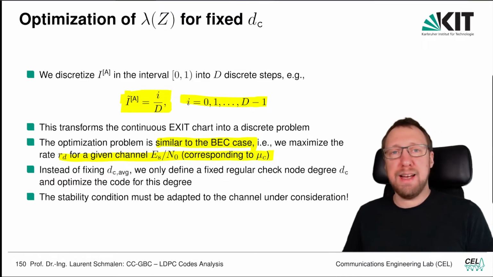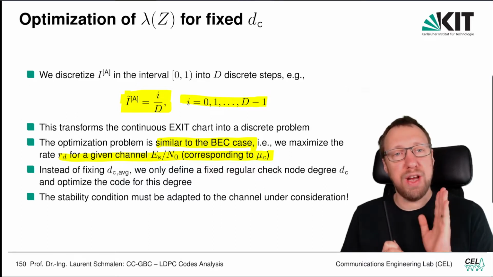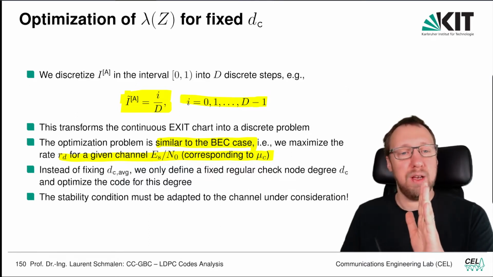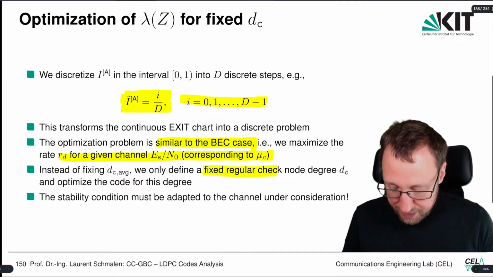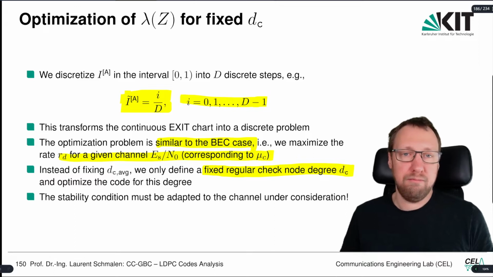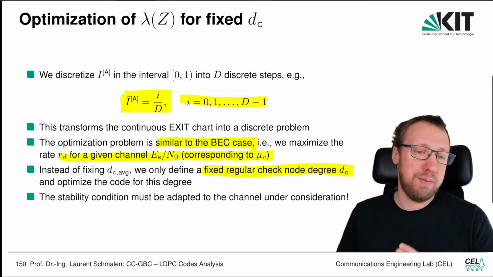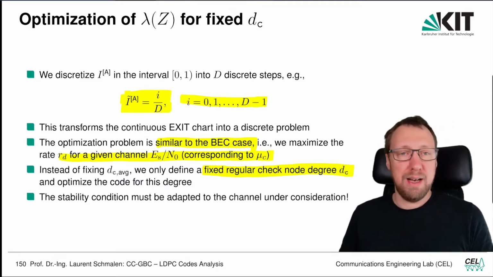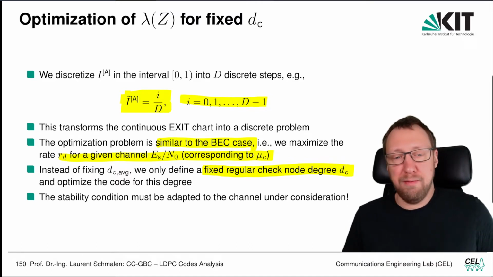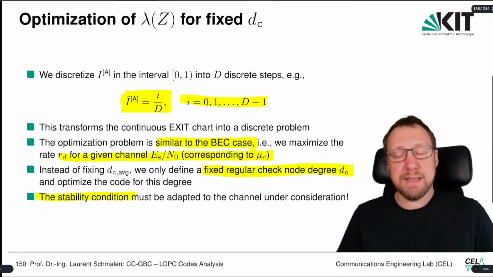The only difference is that the EXIT chart approach doesn't work for irregular check node degrees. So the check node must be regular. So we cannot use dc average, but we fix a regular check node degree dc. This makes the problem a little bit simpler, but it reduces the search space a little bit, so the codes may not be perfect. But still, we will see that we get very good codes. And then, of course, we need to take into account the stability condition.